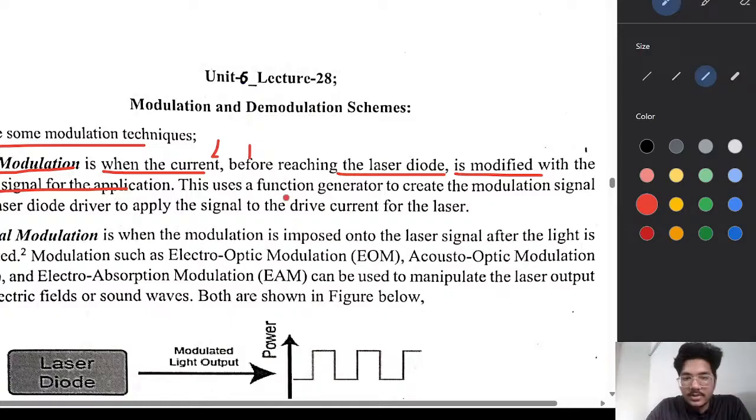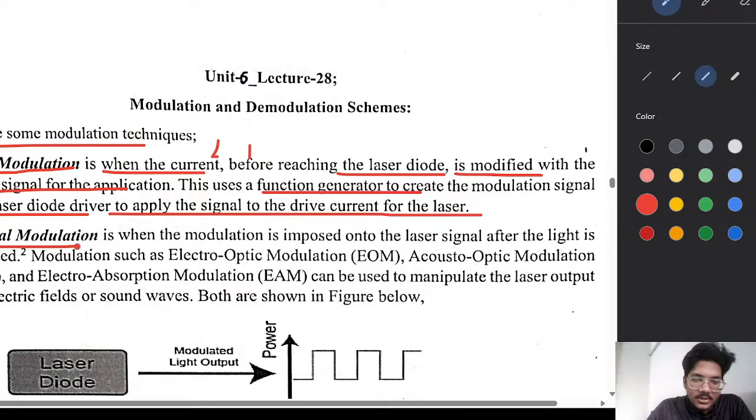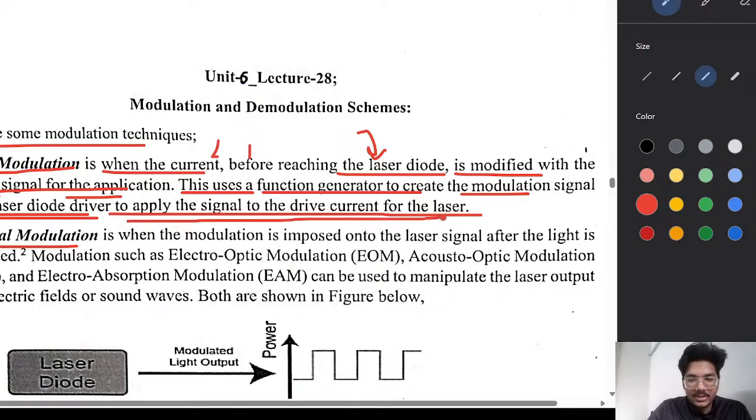This uses a function generator to create a modulation signal and the laser diode driver to apply the signal to drive the current for the laser. The first one is direct modulation and the second is external modulation. Direct modulation is when the current before reaching the laser diode is modified with the desired signal, using a function generator to create a modulation signal and the laser diode driver to drive current for the laser.